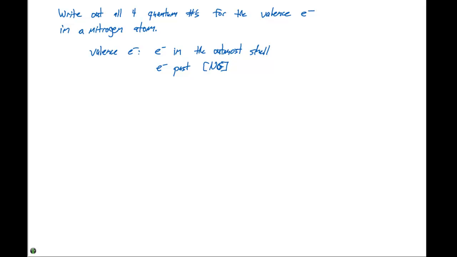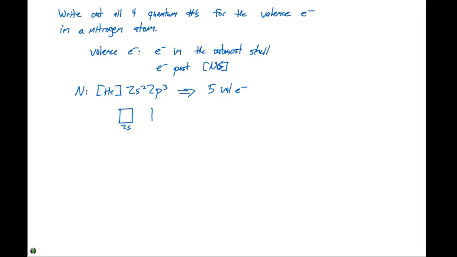Okay, so if we want to look at the electron configuration of nitrogen, it's going to be helium, 2s2, 2p3. So this atom is going to have 5 valence electrons. So we need to write out the quantum numbers for all 5 of these valence electrons.